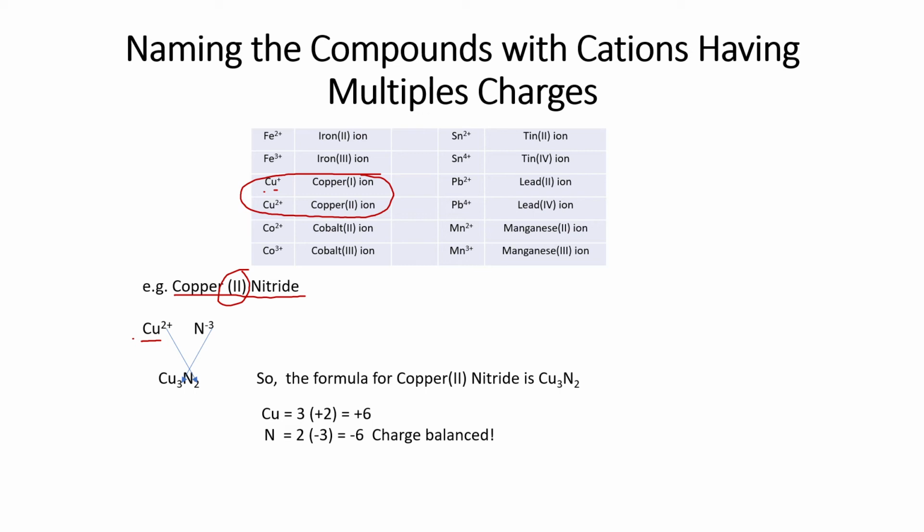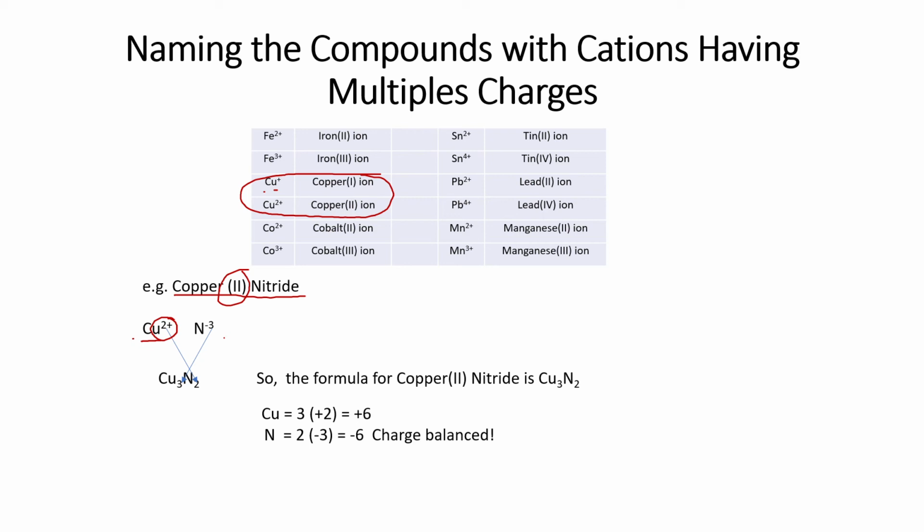Now let's bring the number to the subscript of the opposite element. For example, copper has 2 plus, so bring the 2 to the subscript of N, and nitrogen has 3, so bring this 3 to the subscript of copper. Regardless of the charge sign, just bring the numbers down.